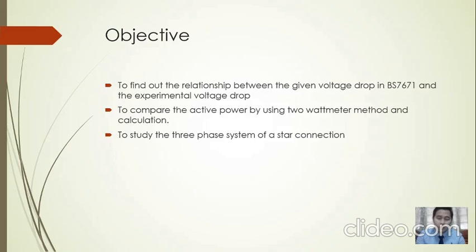Secondly, we want to compare the active power by using the 2-watt meter method and also the calculation. Here we will look into the differences between the experimental value and the calculated value of our watt meter method in this experiment. Thirdly, we would like to study the three-phase system of a star connection. These are the three objectives that will be done in this experiment.